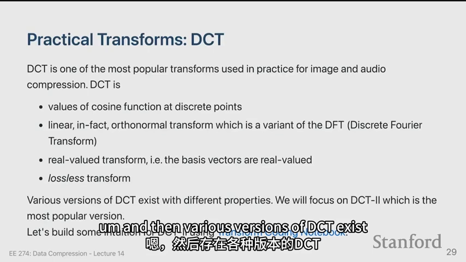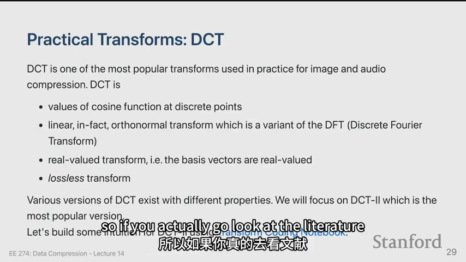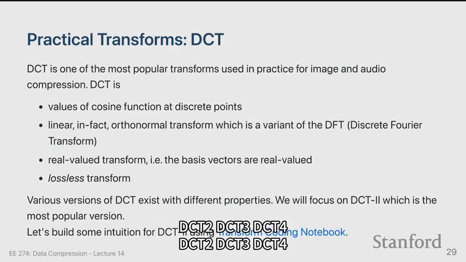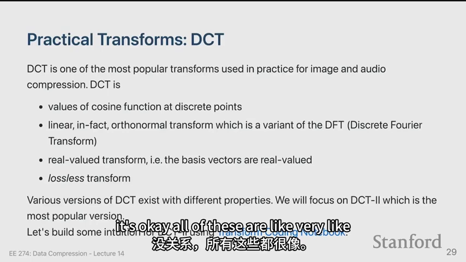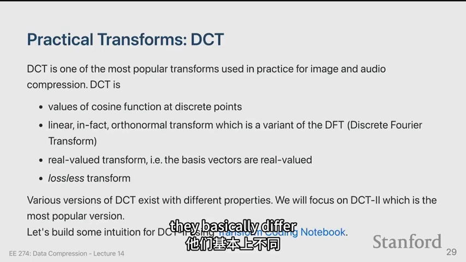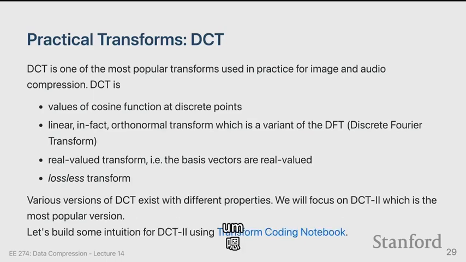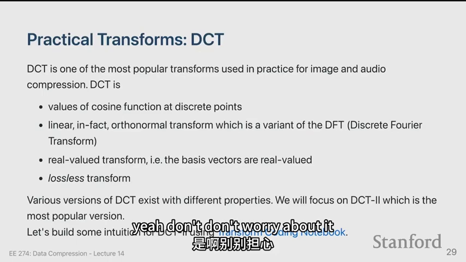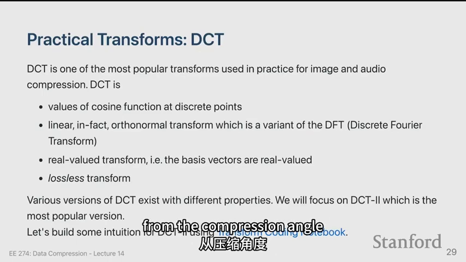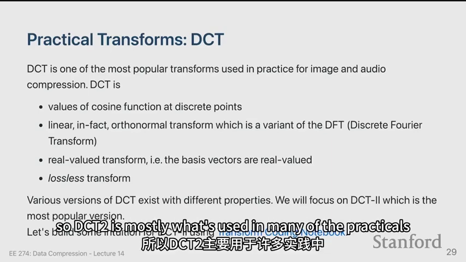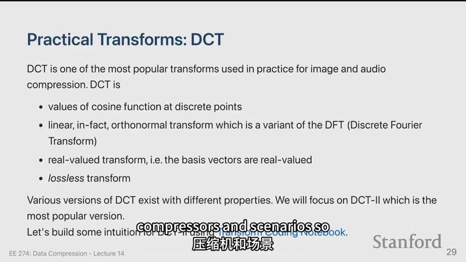And then various versions of DCT exist. If you go look at the literature, you'll hear about DCT1, DCT2, DCT3, DCT4. They basically differ in the boundary conditions of how these matrices are derived. Don't worry about it from the compression angle. We'll just think of DCT2, which is mostly what's used in many of the practical compressors and scenarios.